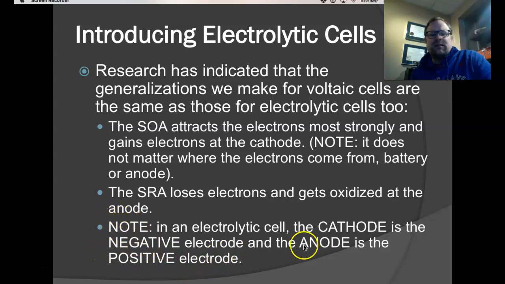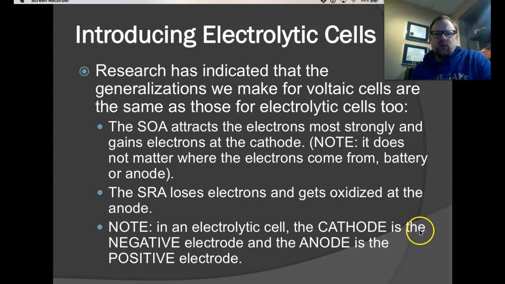Note, in an electrolytic cell, the cathode is negative and the anode is positive, and that's different from in a voltaic cell, and that just has to do with us hooking up that power source and causing that change in polarity of the electrodes in this case. So electrons are still flowing anode to cathode in an electrolytic cell, just like in a voltaic cell. The strongest oxidizing agent still gets reduced at the cathode, and the strongest reducing agent still gets oxidized at the anode. So these are the same things happening in both.